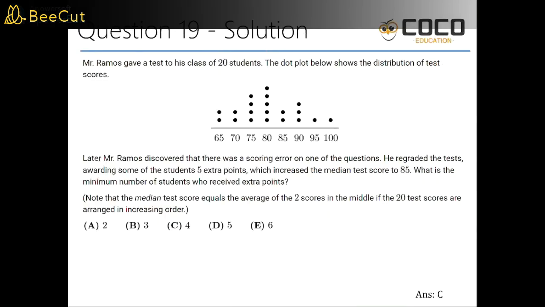Question 19. There are 20 students here, so each of the dots represents one student. There's a scoring error, so some of them were awarded 5 extra points. This increased the median test score to 85. Right, they explain what the median test score is. This is the average of the two scores in the middle when the 20 scores are arranged in increasing order.